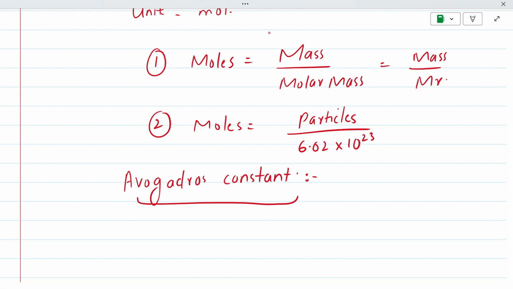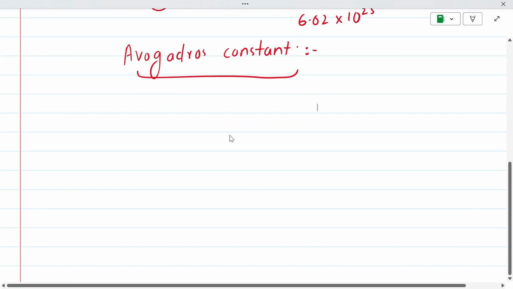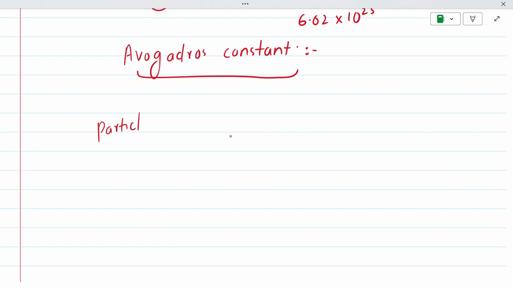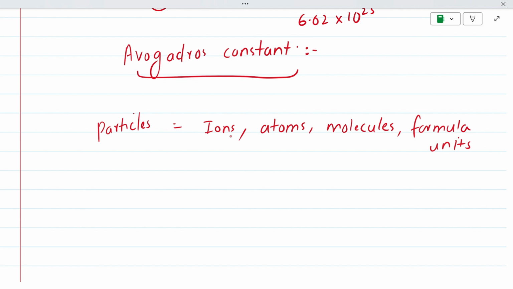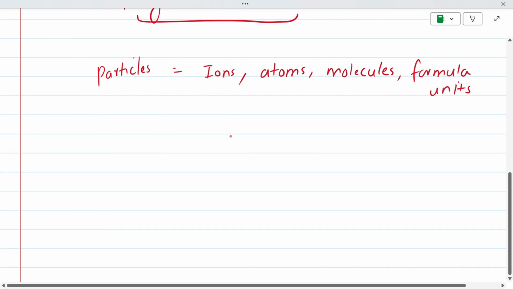Whenever we say particles, what does particles mean? Let me write it down over here for you. Particles can be ions, can be atoms, can be molecules, can be formula units, etc. In exam you will see a question from these things. Now first let's focus on the first formula that we did.